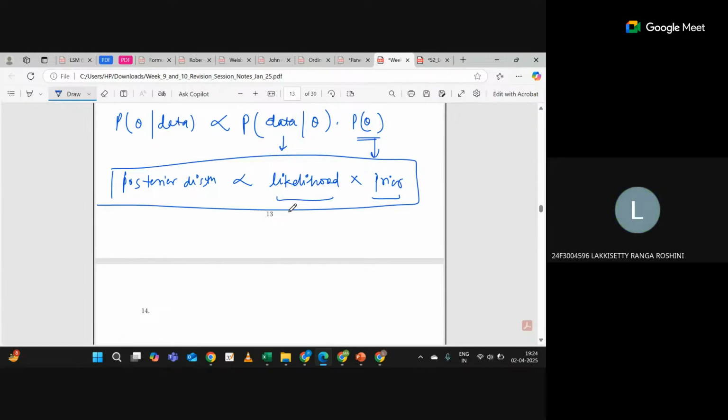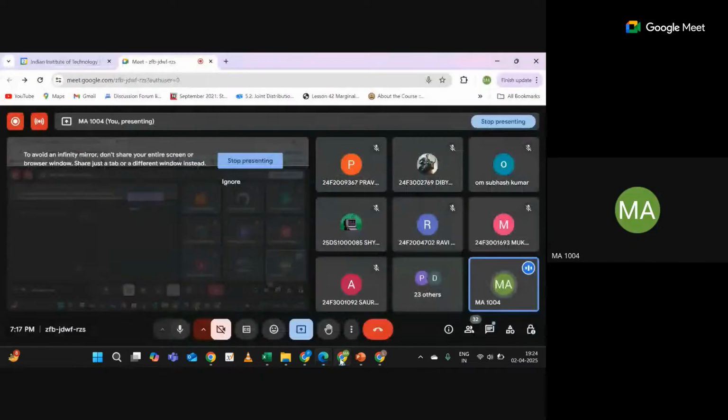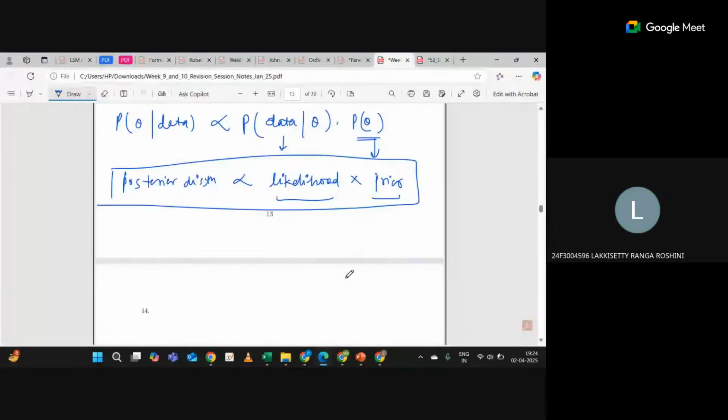Sir, one doubt. Likelihood is a multiplication of all the functions, right, sir? fx of x1, and so on, fx of xn. But here, the probability of data given theta, is it the same as fx of x1 and so on, fx of xn? See, what is the likelihood? I told you, right?